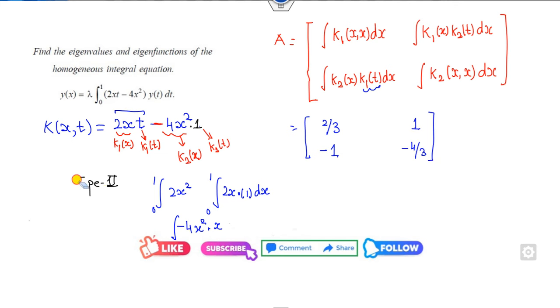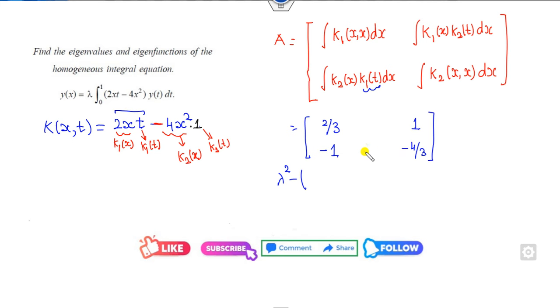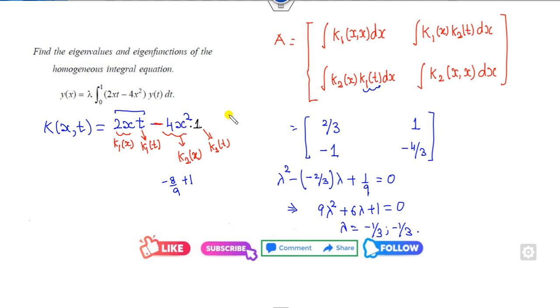Now what remains is to find the eigenvalues of this matrix A. So can you find the eigenvalues? That means lambda squared, the trace will be minus 2 over 3, plus the determinant, minus 8 over 9. Minus minus plus, so that's plus 1 over 9, equals 0. So that means 9 lambda squared plus 6 lambda plus 1 is 0. Lambda will be minus 1 over 3 and minus 1 over 3. Fine.